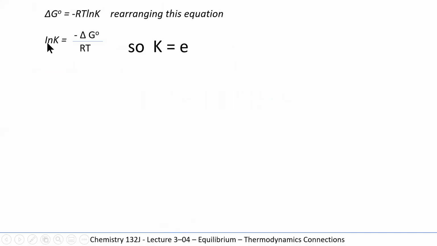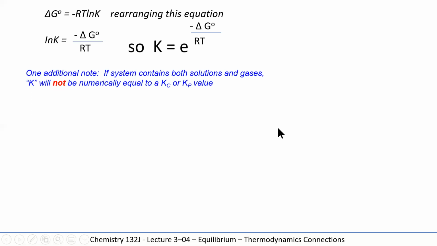And now we know the rules for natural logarithms. We're going to use the base e. So K, in fact, is going to be e to the power of minus delta G over RT. So if a system contains both solutions and gases, the K will not be numerically equal to either Kc or Kp.